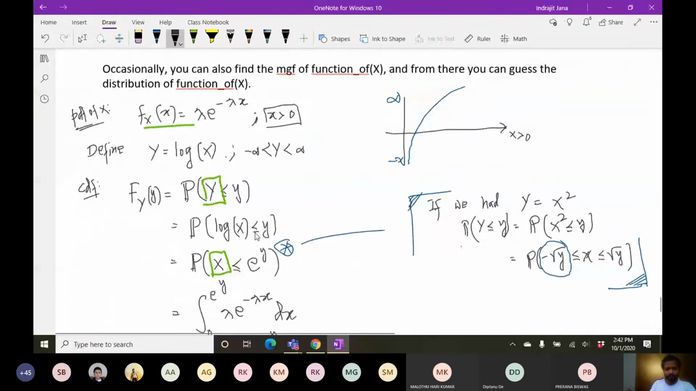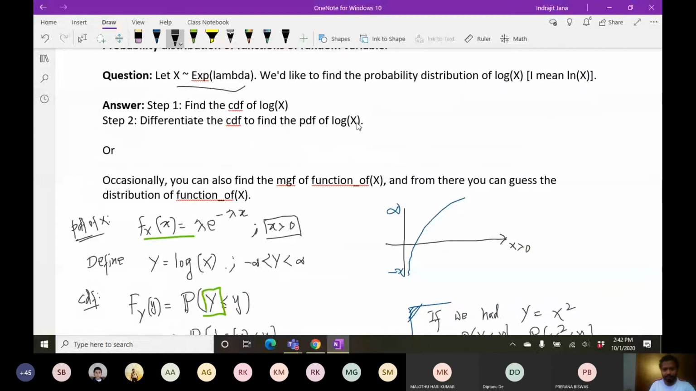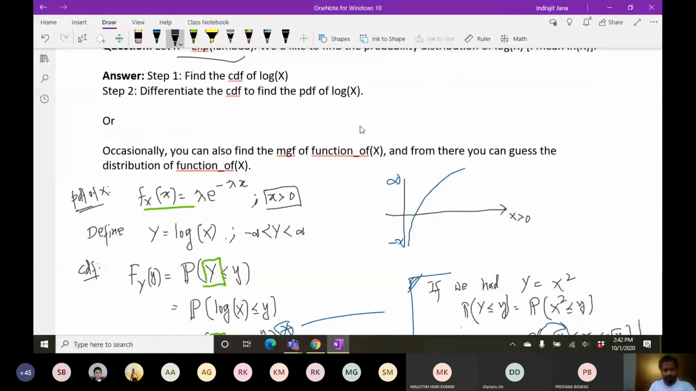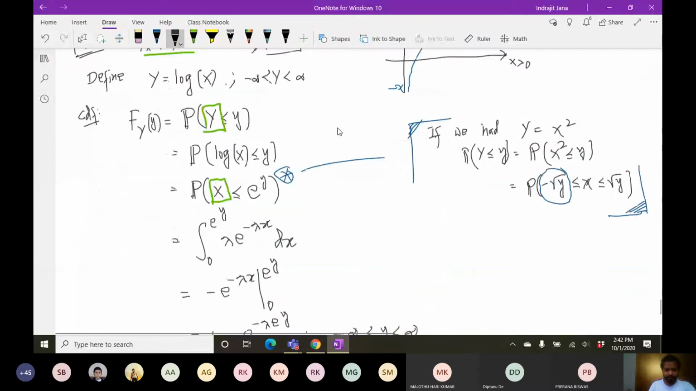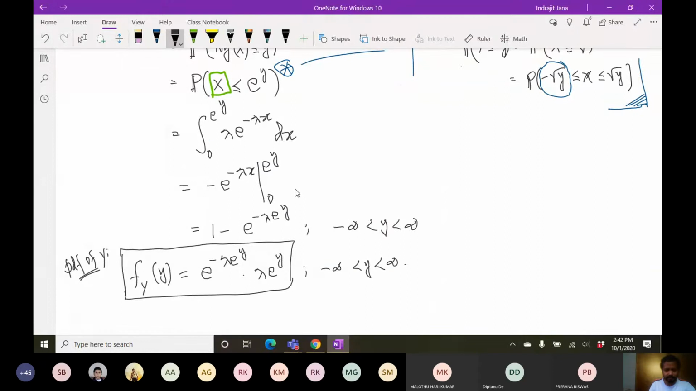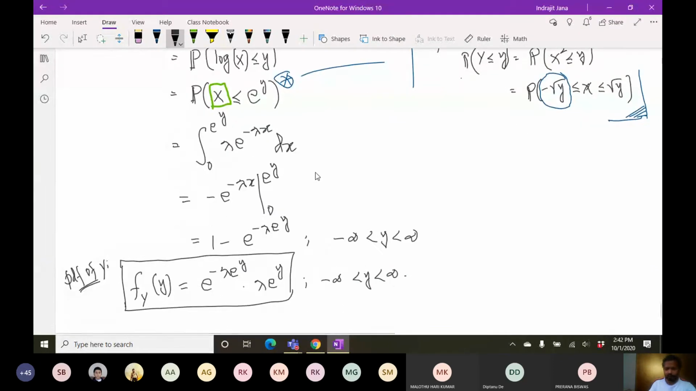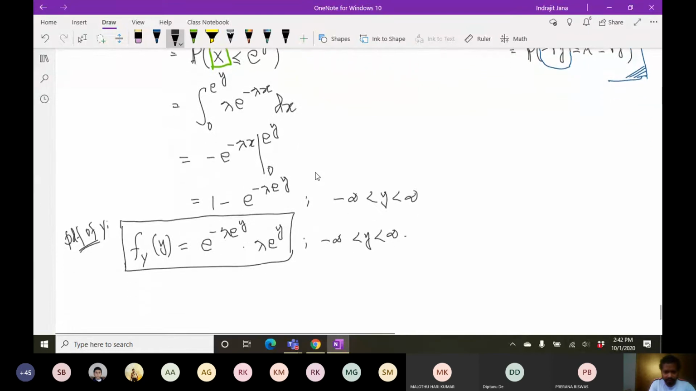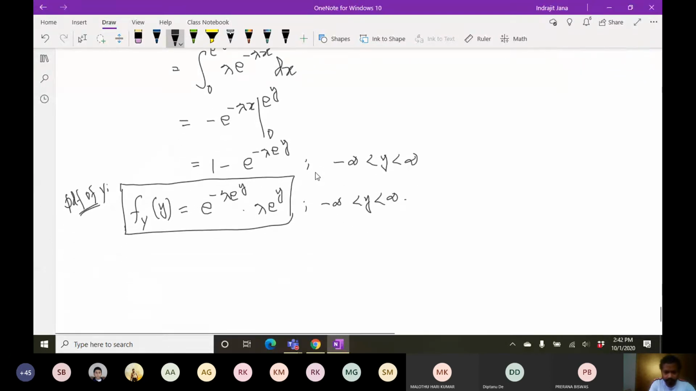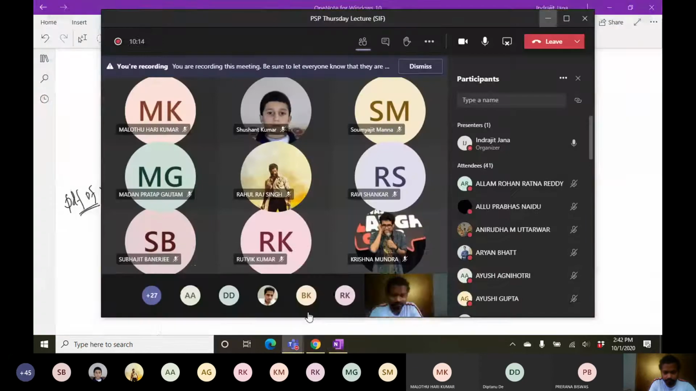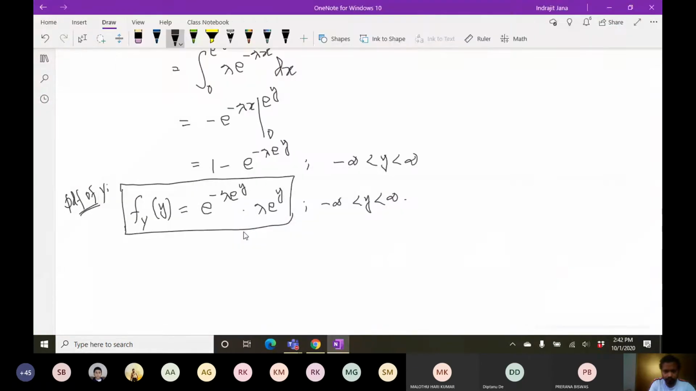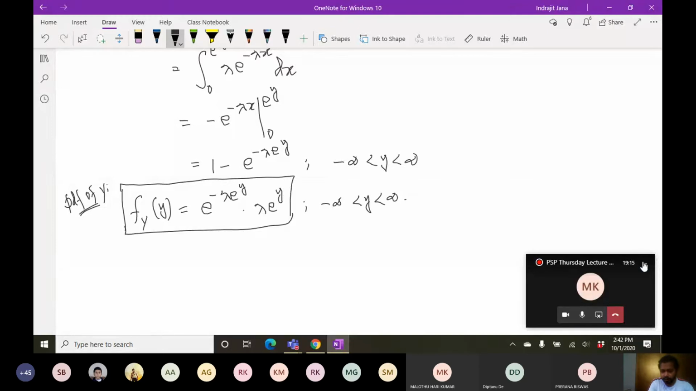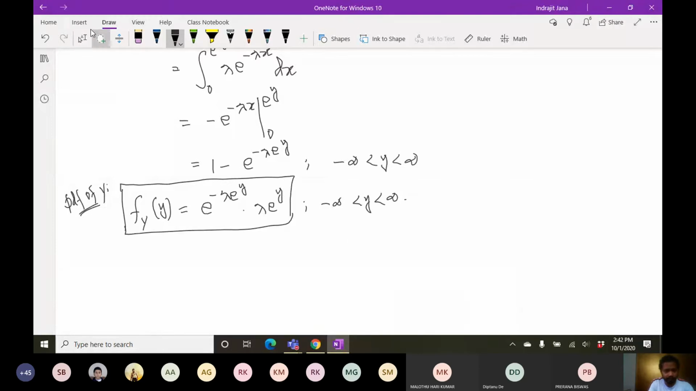So for any such function, this was just an example with exponential distribution and log x, but if you have different examples, say like chi-square distribution with x square, something like that, you can follow the exact same procedure and figure out the PDF of this function of random variables. Okay. So is there any question about this first example? All right. Okay, so let's move to the next topic.